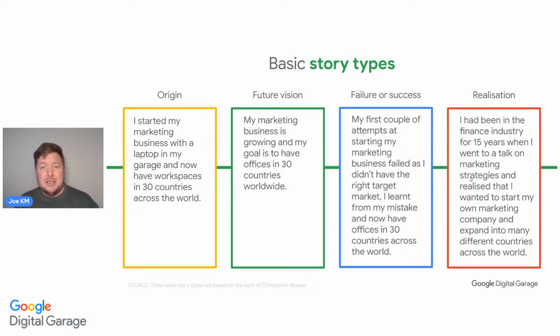Failure or success: my first couple of attempts at starting my marketing business failed as I didn't have the right target market. I learned from my mistakes and now have offices in 30 countries around the world. So showing the human side, showing that not everyone succeeds just like that. But again, it's a little bit of backstory that entices people to listen. And you can imagine someone listening going, he's doing well now, but how did this happen? Wow, they failed a few times, but now you've clearly understood it because you've got 30 offices in countries around the world.